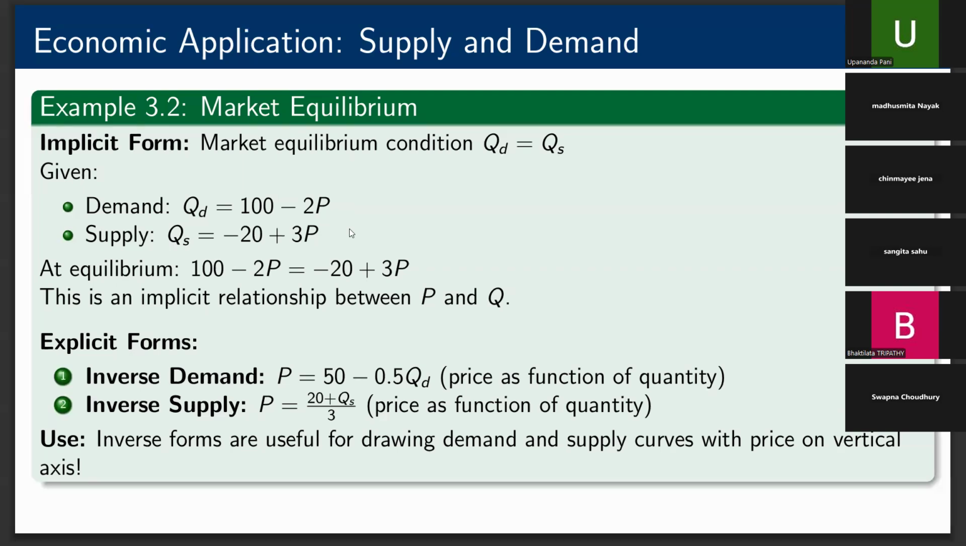But the equilibrium condition requires quantity demand equal to quantity supply. Solving it, we will get an implicit equation. 100 minus 2p equal to 20 plus 3p. That you can say is equal to 120 plus p equal to 0. This is in the implicit format.